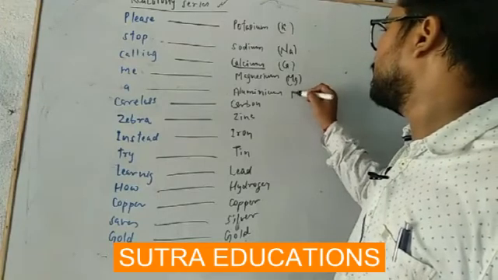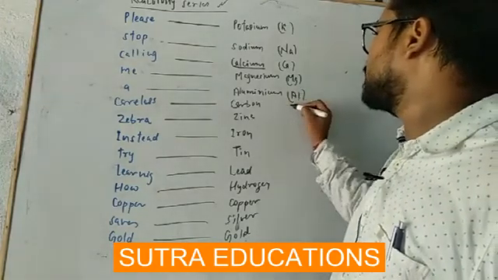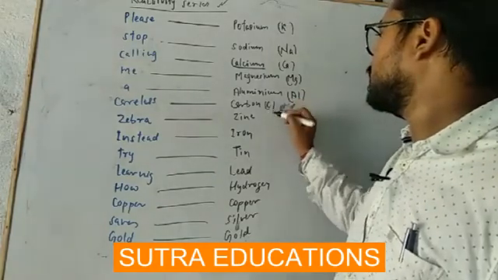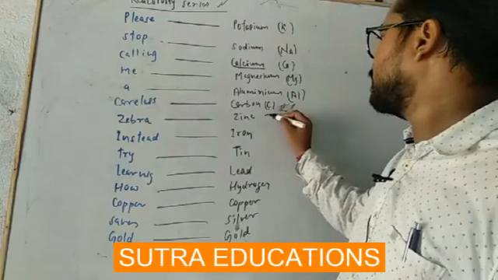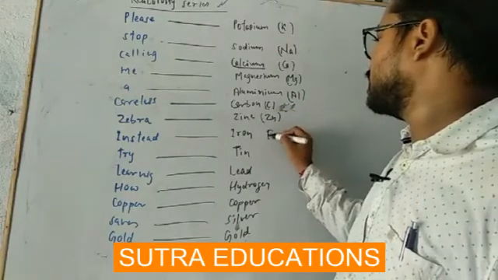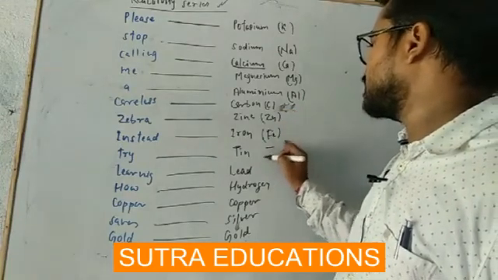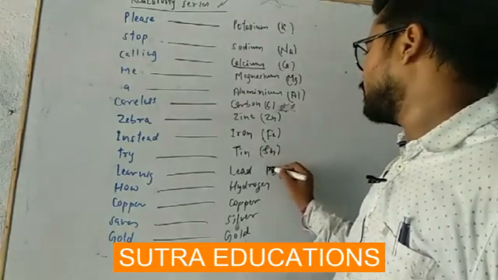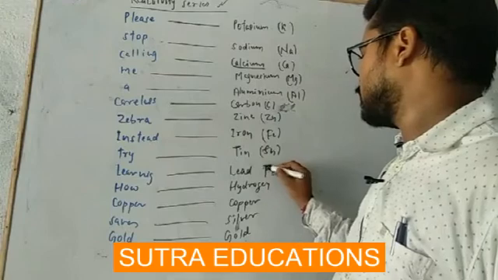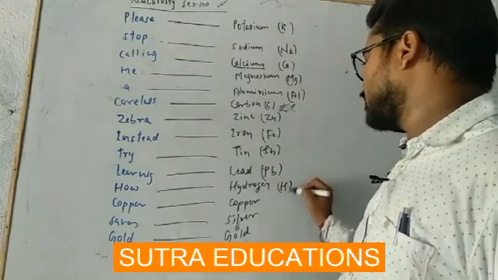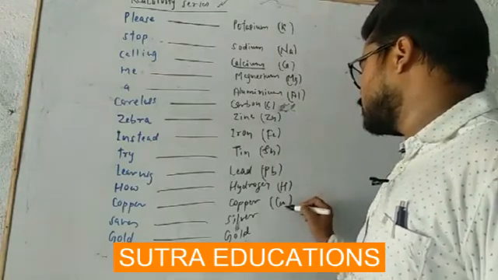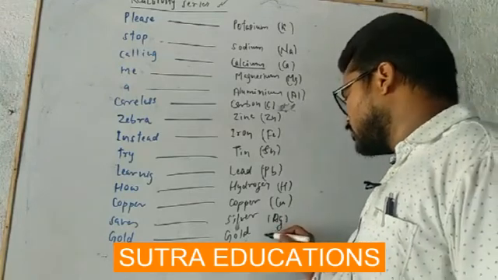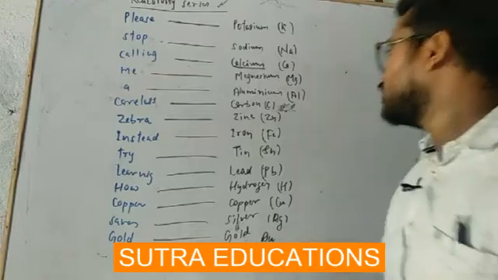aluminium is Al, carbon is C, then zinc is Zn, iron is Fe, tin is Sn, lead is Pb, hydrogen H, copper Cu, silver Ag, and gold is Au. Got it?